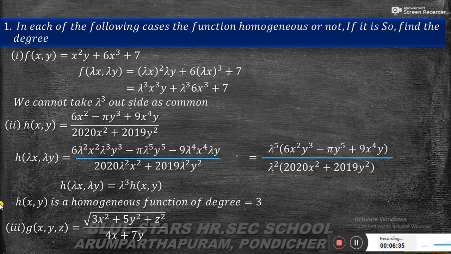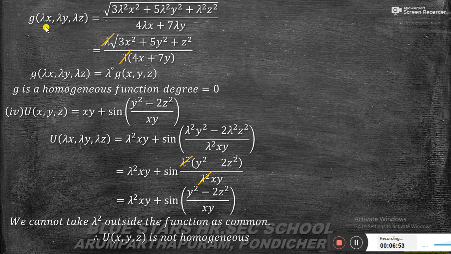Next, third subdivision, g of x comma y comma z equal to cube root of 3x square plus 5y square plus z square by 4x plus 7y. Now this is our given function. So now I substitute g of lambda x, lambda y, lambda z, that means x equal to lambda x, y equal to lambda y, z equal to lambda z. So it is square root of 3 into lambda square x square plus 5 into lambda square y square plus lambda square z square by 4 into lambda x plus 7 into lambda y.